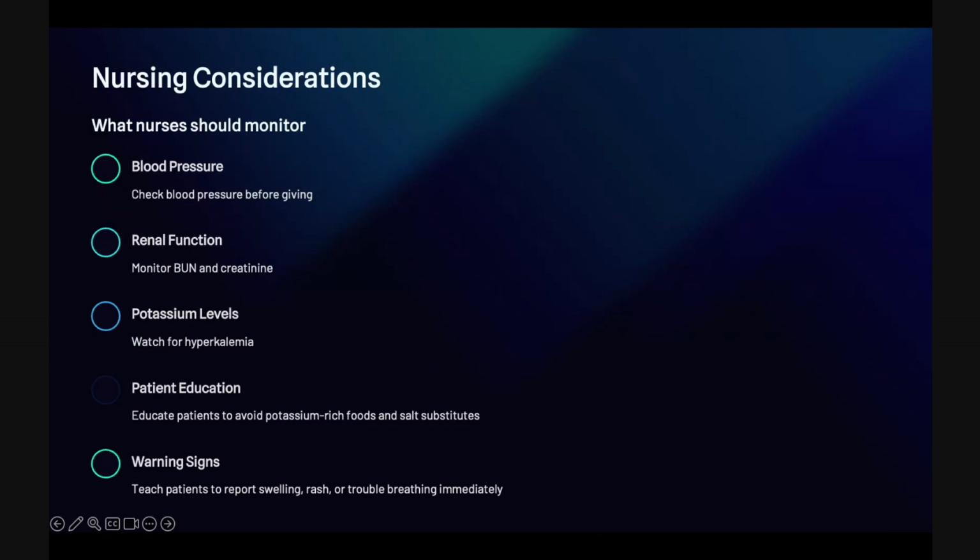Educate patients to avoid potassium rich foods and salt substitutes. So, fun fact, people that have high blood pressure sometimes will use a salt substitute instead of using salt, but those salt substitutes have a lot of potassium in them. So if they don't know this, this is going to further elevate their potassium levels. Warning signs: you want to teach patients to report swelling, rash, or trouble breathing immediately.